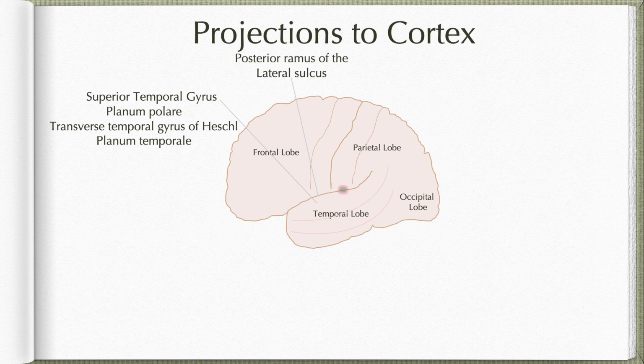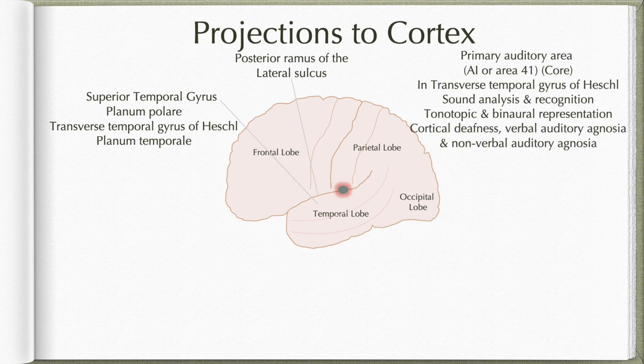The primary auditory cortex, or the primary auditory area, which is known as A1, or area 41, is located in the medial part of the transverse temporal gyrus of Heschl. This is the area which is responsible for sound analysis and sound recognition. It has tonotopic representation and it has binaural representation. Injury to this area will result in cortical deafness, verbal auditory agnosia, and non-verbal auditory agnosia.